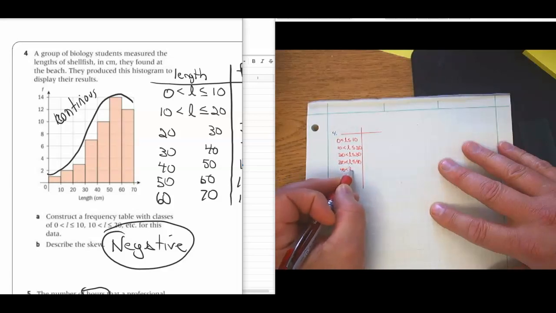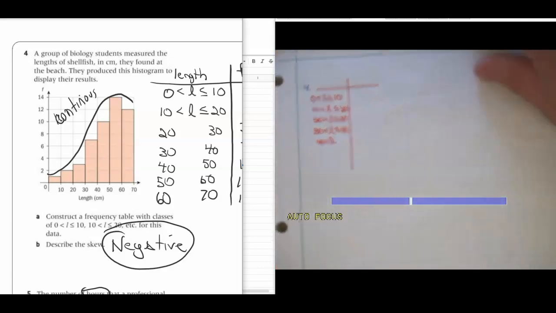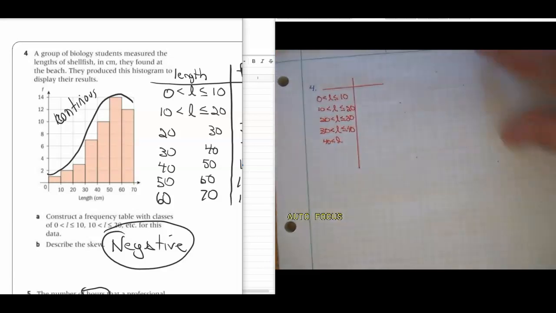Can you zoom in on the paper a little bit? You betcha. Thank you. Mm-hmm.